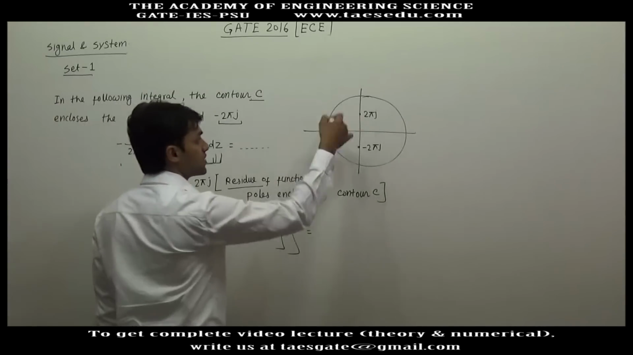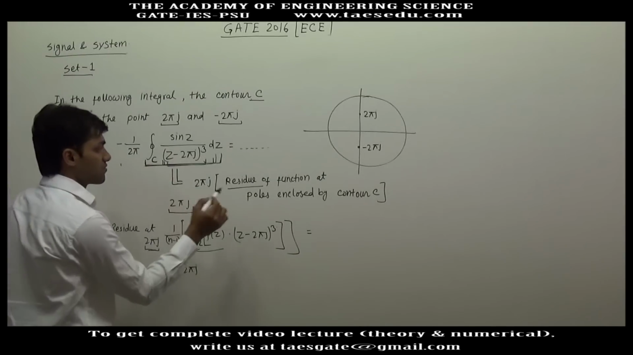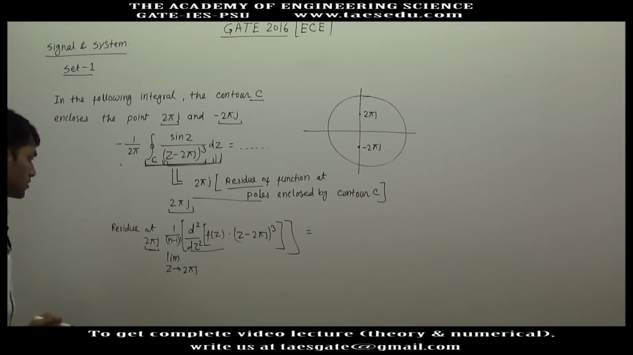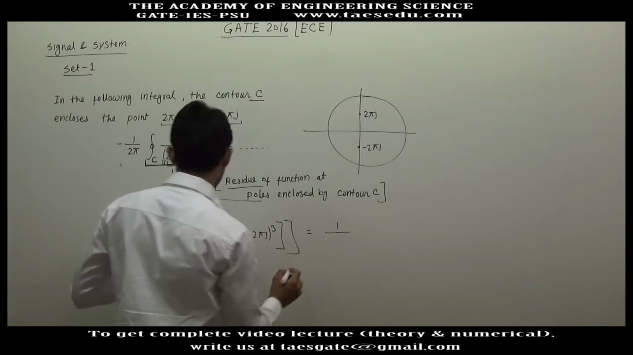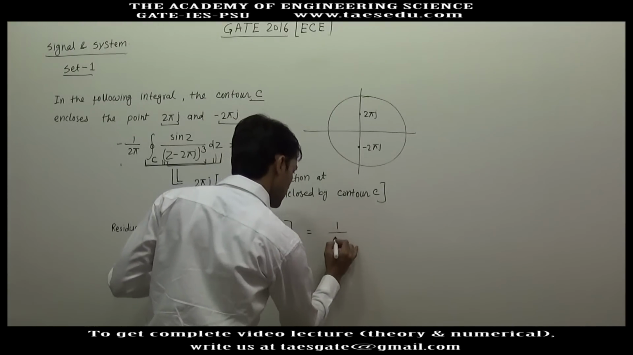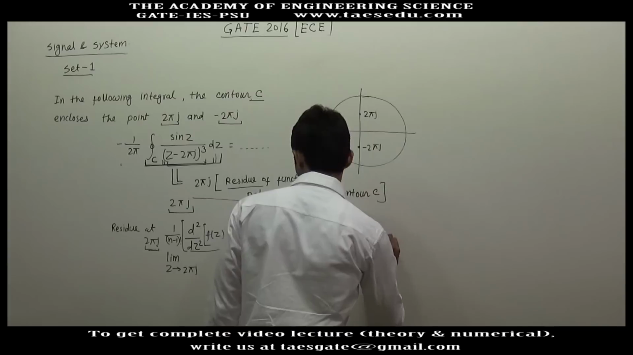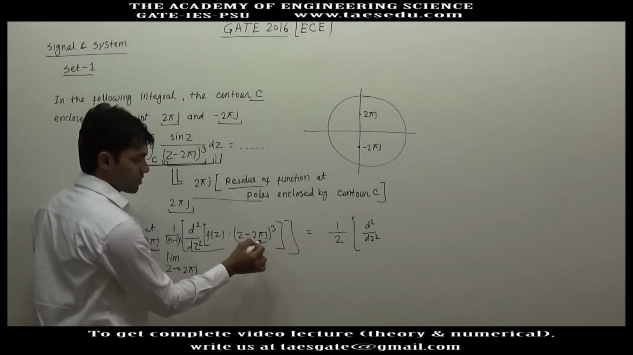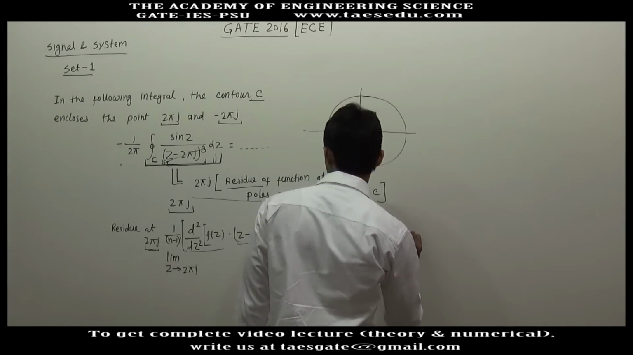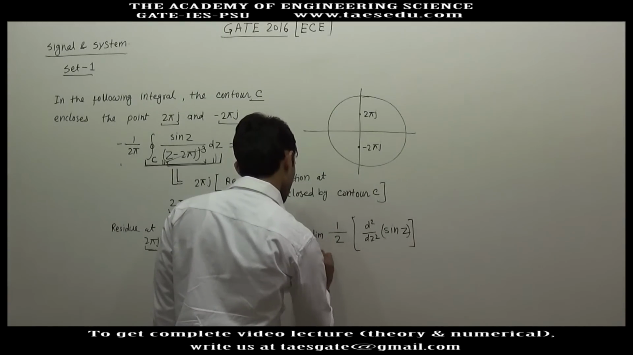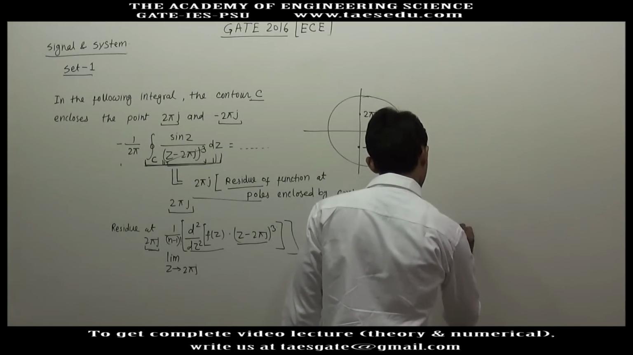Since 2 pi j is enclosed by the contour, we will find out the residue at 2 pi j, and to find out this integration, we will apply this formula. So residue at 2 pi j, 1 upon (n minus 1) factorial with n equal to 3, so 2 factorial, which is 2. d2 by dz square of f(z) into (z minus pole) cube, this will be cancelled, and here we have sin z, and limit z tends to 2 pi j. So this will give you minus 1 by 2.